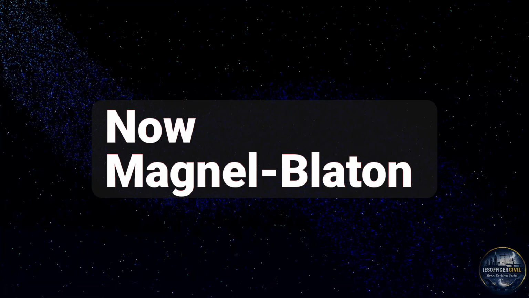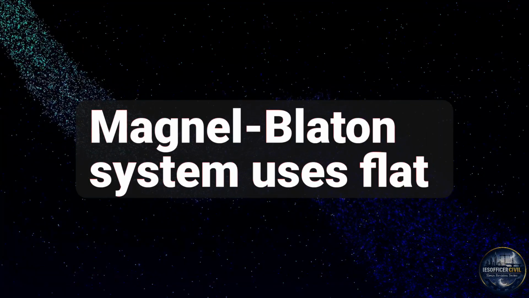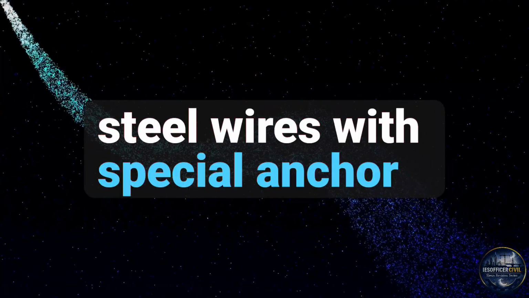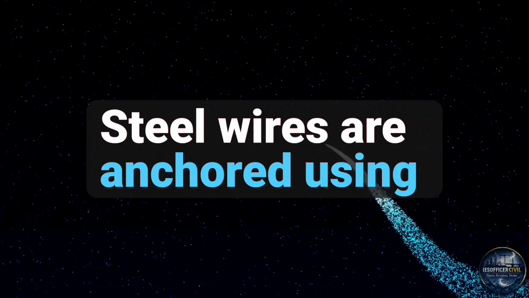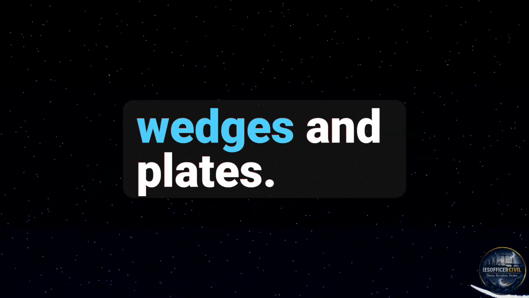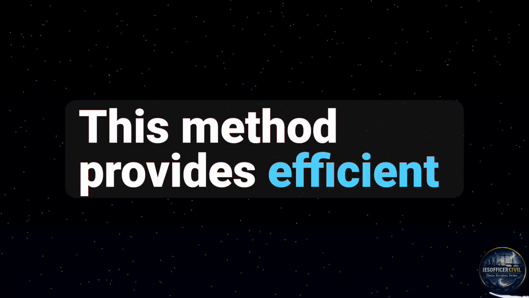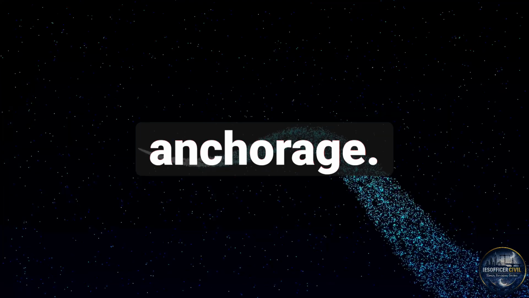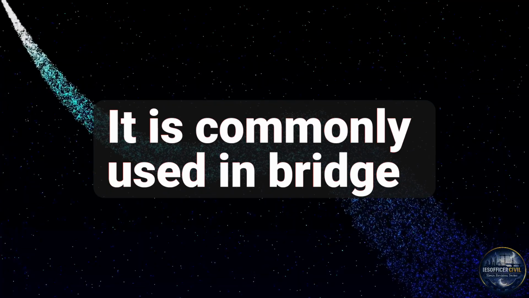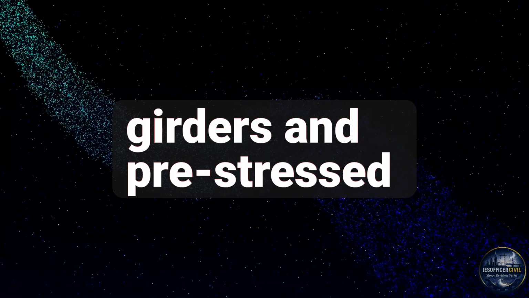Now Magnell-Blayton system. Magnell-Blayton system uses flat steel wires with special anchor plates. Steel wires are anchored using wedges and plates. This method provides efficient force transfer and reliable anchorage. It is commonly used in bridge girders and prestressed beams.